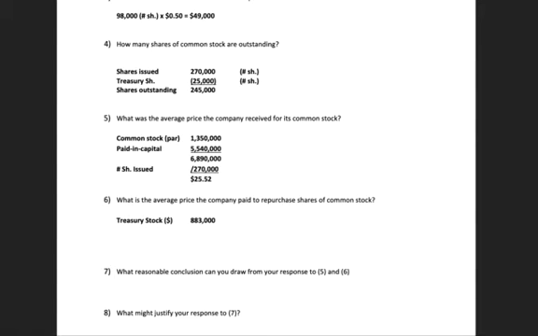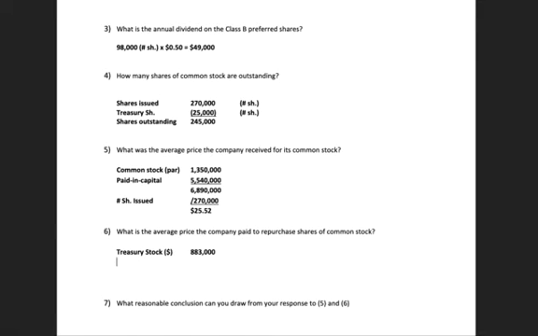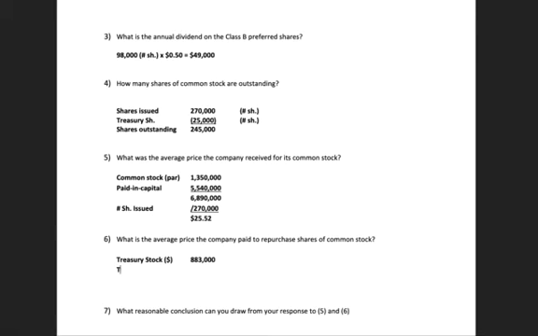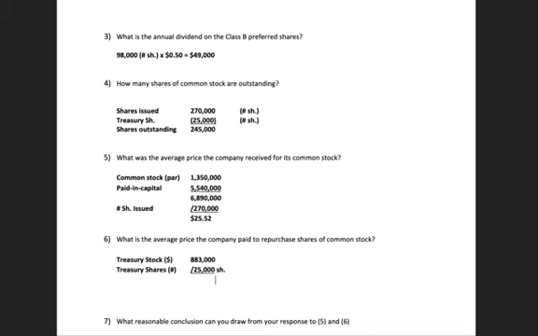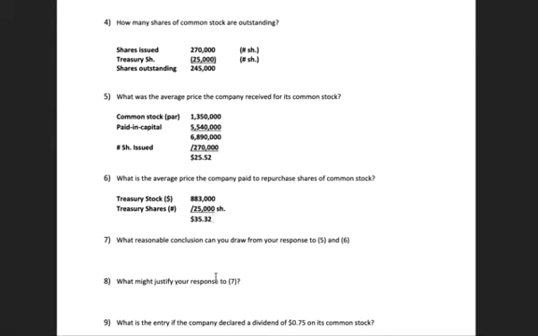Okay, very cool. So we have treasury stock, and we're going to divide that by the number of shares that we actually have in the treasury. So here's where we pull those treasury shares, get the number of shares, divide by 25,000 shares. Cool. That's going to give us $35.32 per share. So that's the average price the company paid to repurchase the shares of common stock.